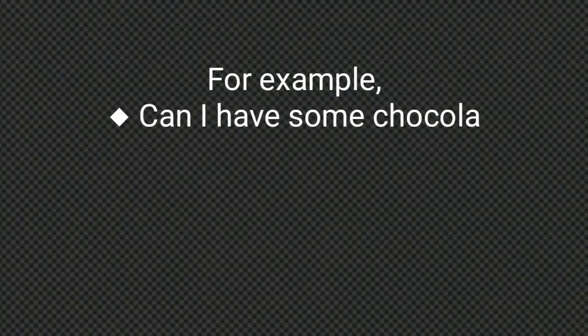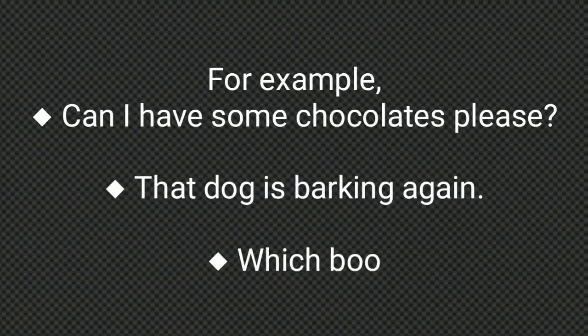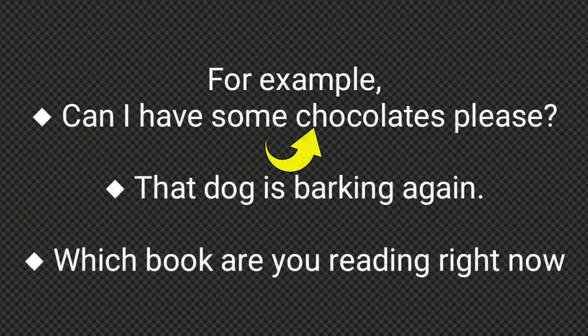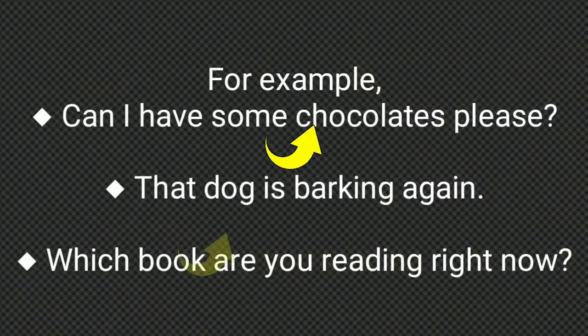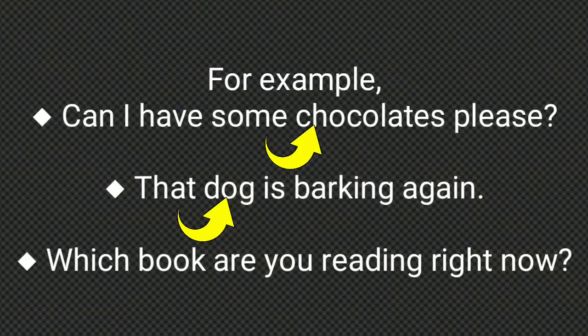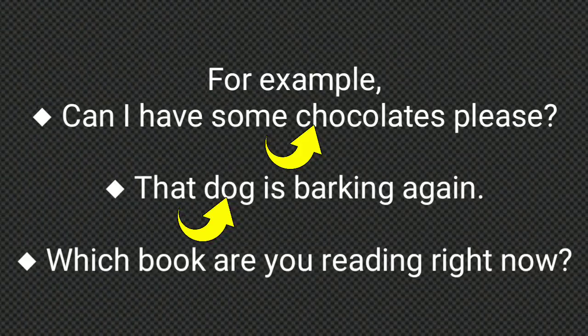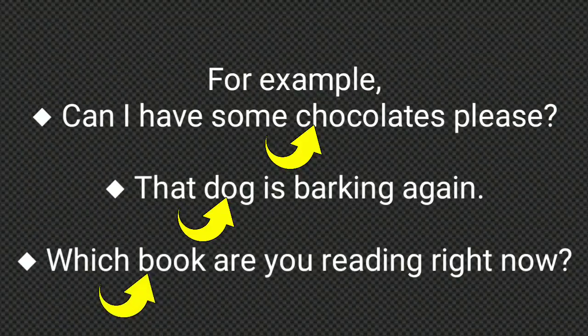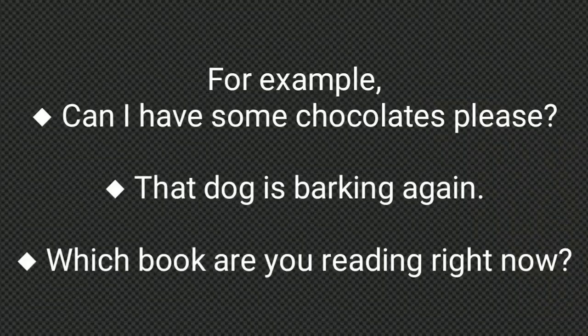Determiners are words placed in front of a noun to make it clear what the noun refers to. For example, can I have some chocolates, please? That dog is barking again. Which book are you reading right now? Here, some is a determiner which is referring to the noun chocolates. In the second sentence, that is the determiner which is referring to the noun dog. And in the last sentence, the determiner is which and it is referring to the noun book.